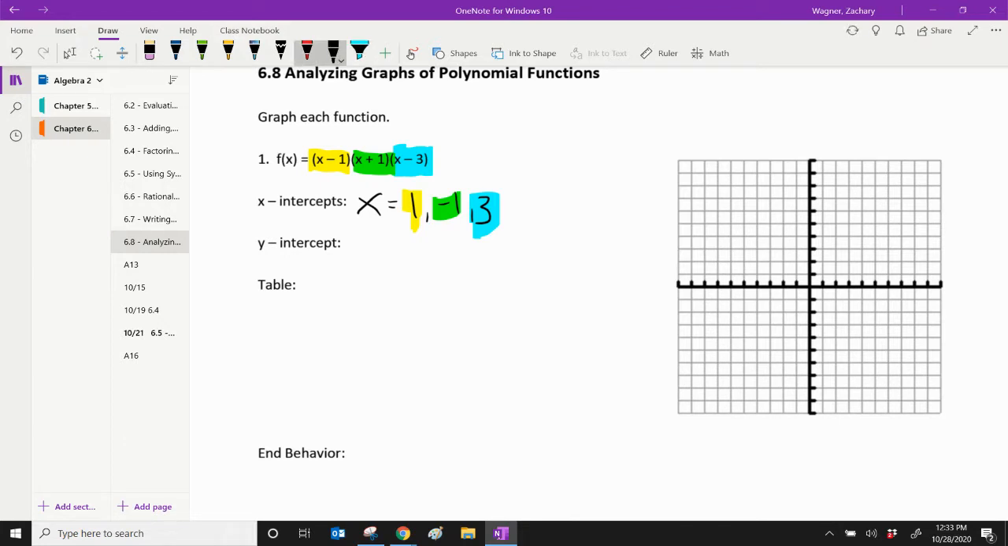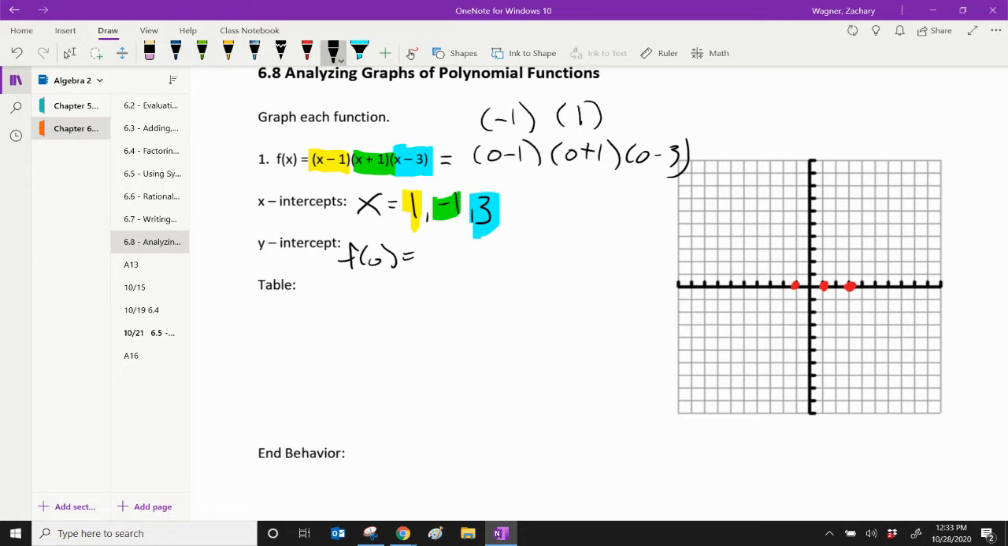So, at the bottom, I'm going to use my red marker because I can. 1, -1, and 3. Boom. Now your y-intercept, you just plug in f at 0. Right? Substitute 0 in for x, which would look like 0 minus 1 times 0 plus 1 times 0 minus 3. Just like that. 0 minus 1 is -1.